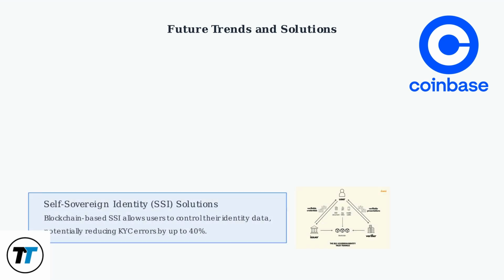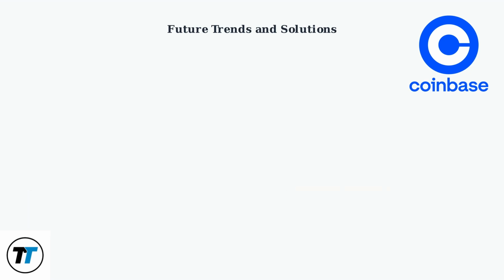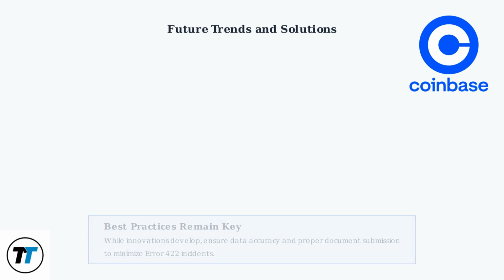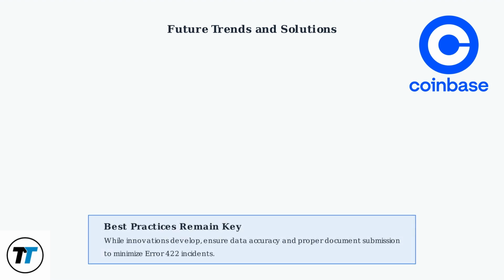Third, Coinbase is exploring blockchain-based self-sovereign identity solutions. These allow users to manage their own identity data securely, potentially cutting KYC errors significantly and giving users more control over their information. These innovations aim to streamline KYC processes and minimize user friction. However, in the meantime, following best practices for accurate data entry and document submission remains crucial to avoid Error 422.